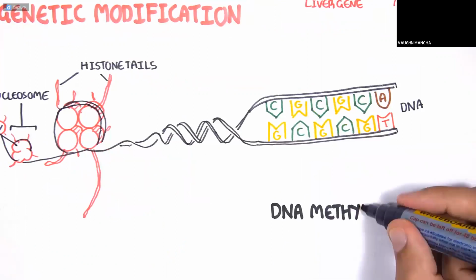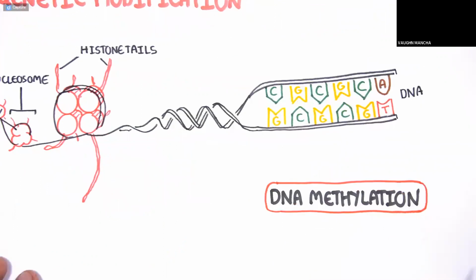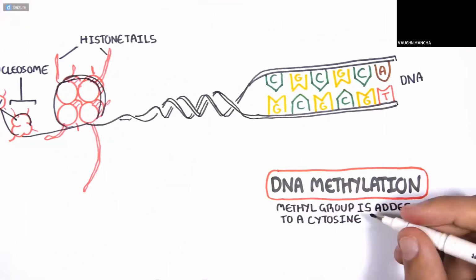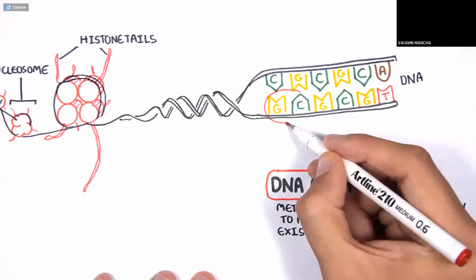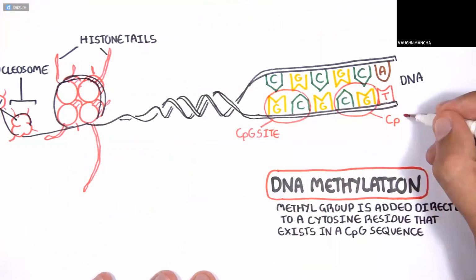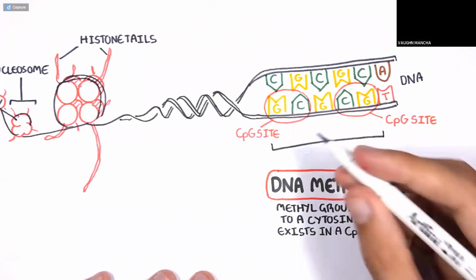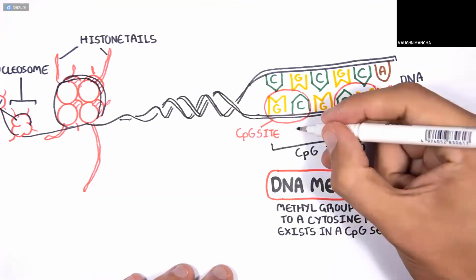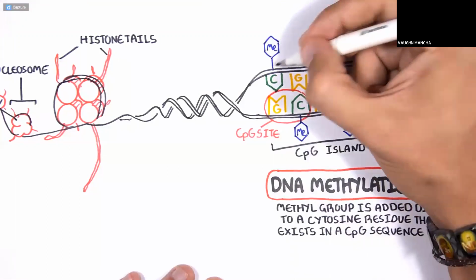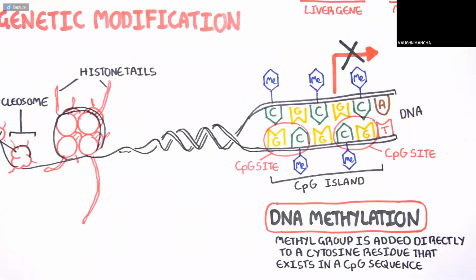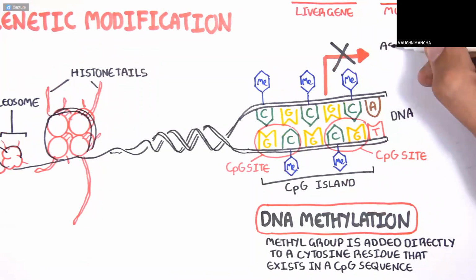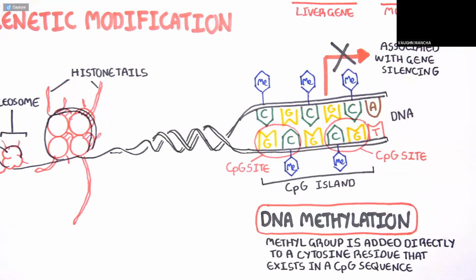The first one we will talk about is DNA methylation, where a methyl group is added directly to a cytosine residue that exists in a cytosine guanine sequence, or CpG sequence for short. So for example, here we have many CpG sites that make up a CpG island. And here the cytosines are methylated. The methylation of CpG sites in promoter regions is associated with gene silencing.